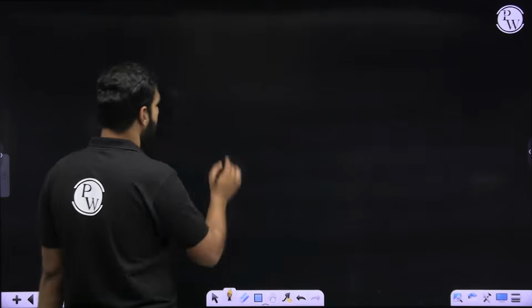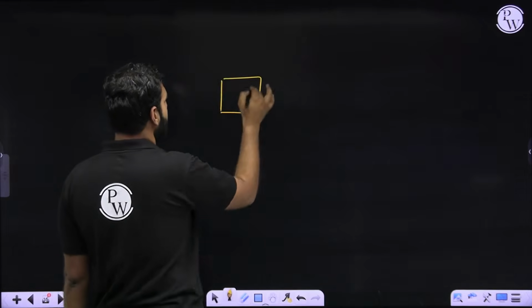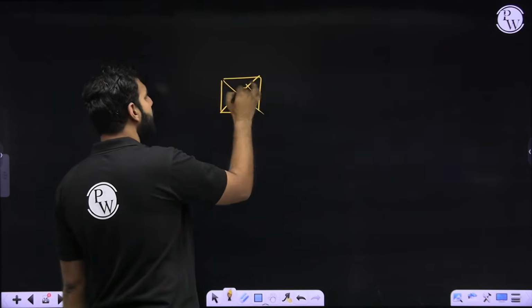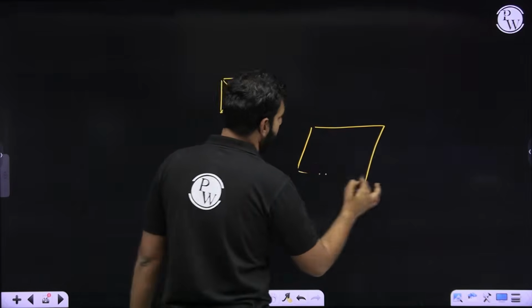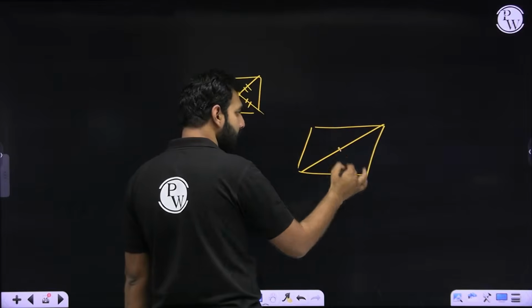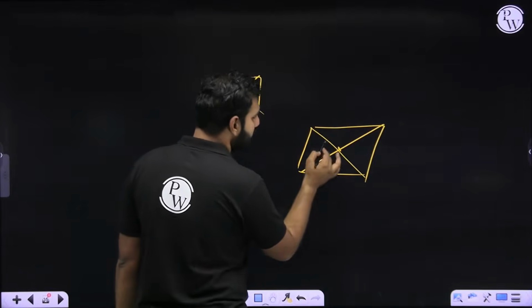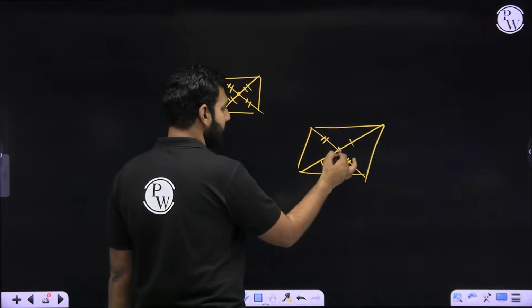Do remember this as a property. Let's say if I talk about a square, then the diagonals bisect, which means this and this will have the same midpoint. Whenever I talk about, let's say, a parallelogram, the midpoint of this diagonal and the midpoint of the other diagonal will be the same. That's what I'm trying to say.